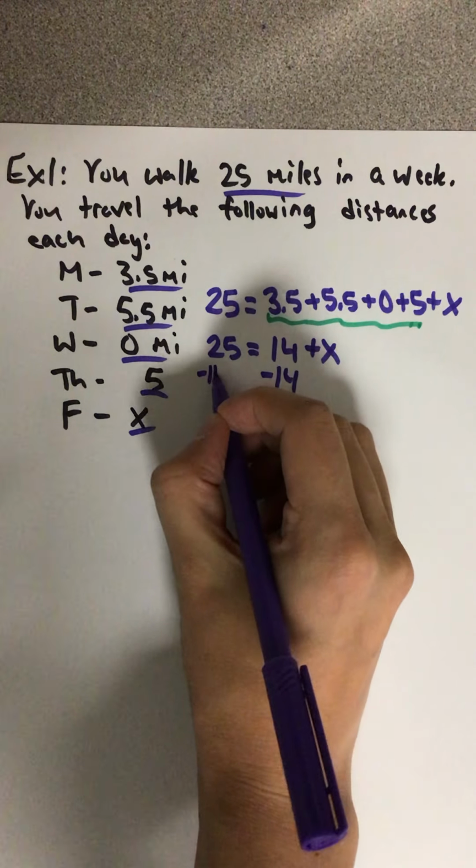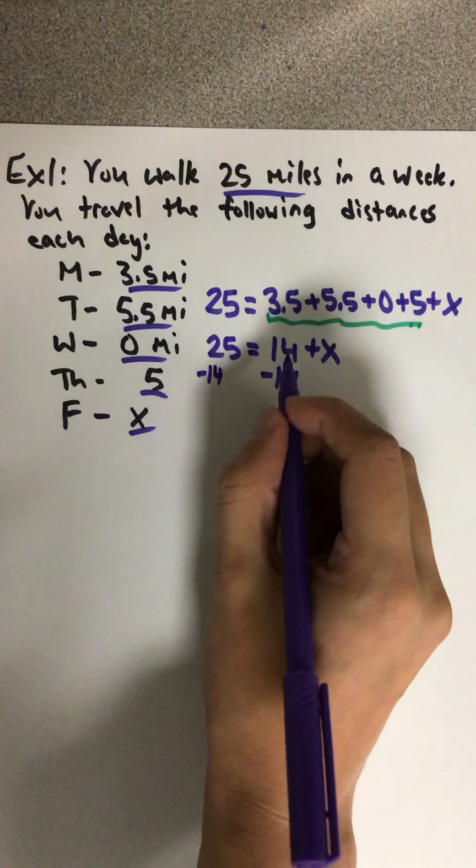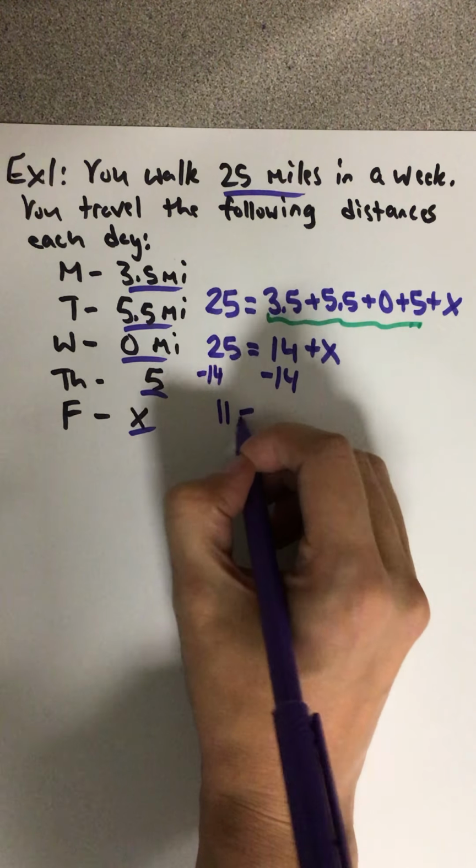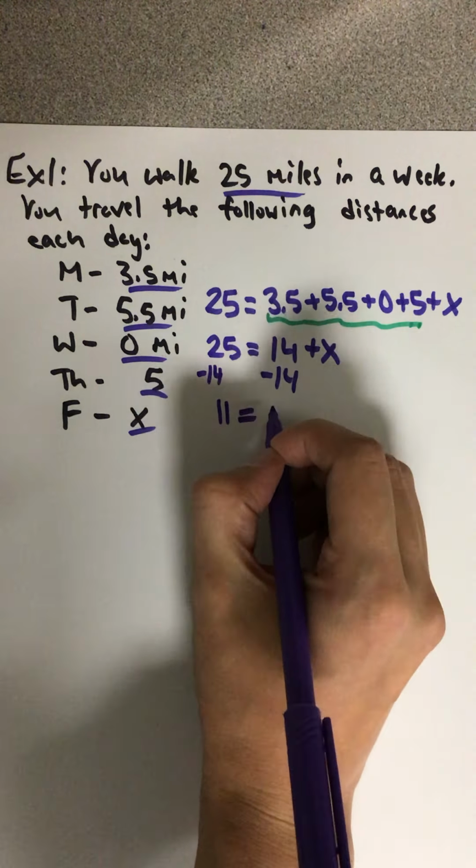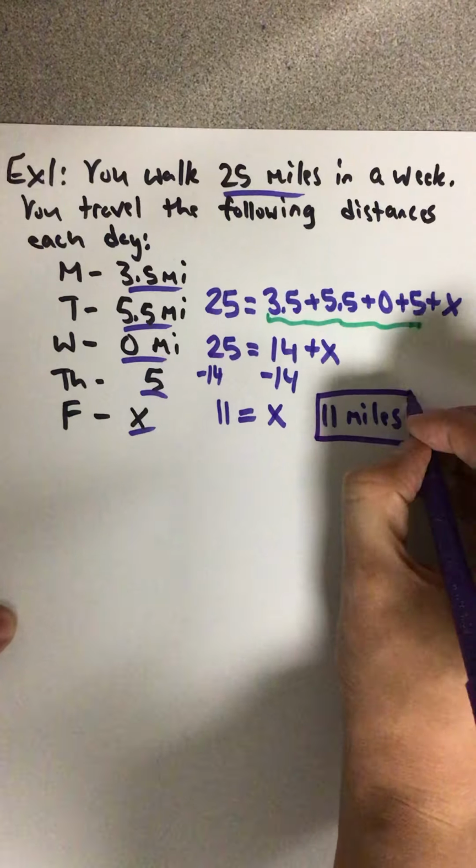So we definitely need to subtract because 14 minus 14 is 0, which causes it to go away, leaving us with x equals 11. And of course, since this is a story problem, we need to give our answer in context. We were talking about miles, therefore the answer is 11 miles.